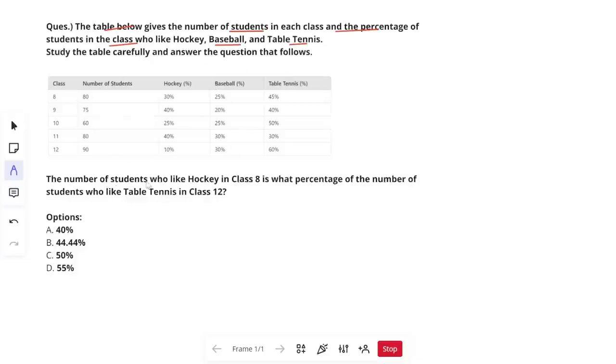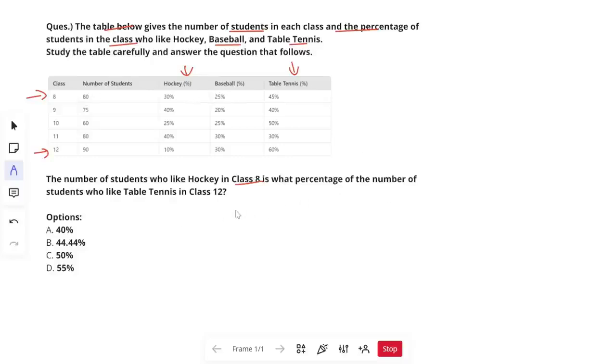What we are asked is: the number of students who like hockey in class 8 is what percentage of the number of students who like table tennis in class 12? See, the number of students who like hockey are here, and the number of students who like table tennis are here, and that too we have to find out. We are asked the question about class 8, right? And the table tennis ones are class 12. So these two rows of data we need to see. But before that, we need to find out the number of students. These are the total number of students, and out of them 30% of 80 will like hockey, and then 20% of 80 will like baseball. In this way the data is given.